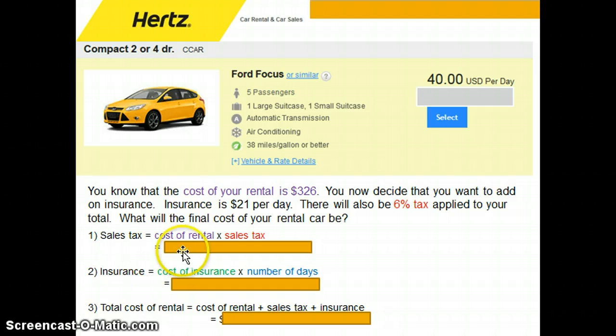Okay, so the sales tax is the cost of the rental times the sales tax percent. So it's $326 times 6%. Think about how you want to write 6%. It should be 326 times 0.06, which gives you $19.56 in sales tax. Your insurance is the cost of the insurance times the number of days. So it's $21 for insurance.